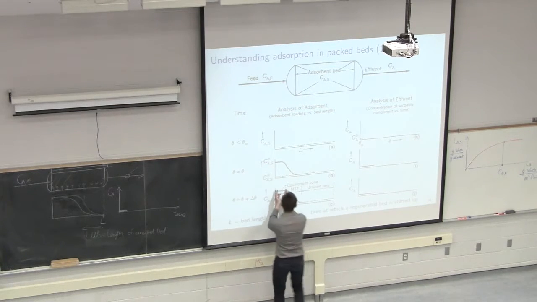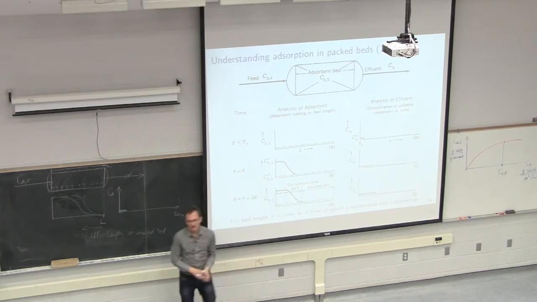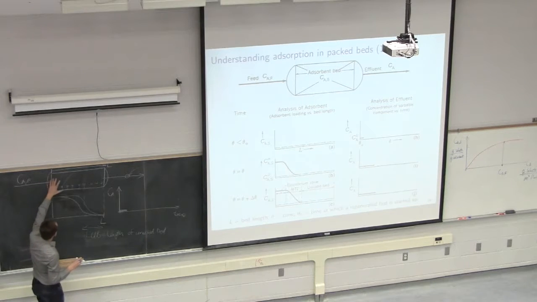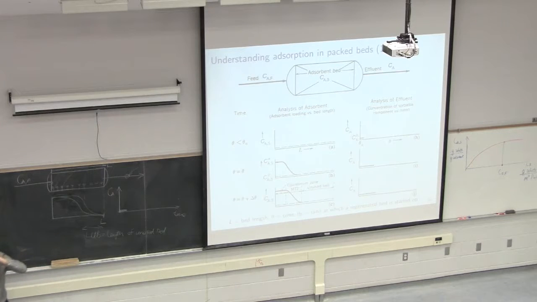So in this zone, you're at equilibrium. That's the key insight. If you don't understand that, you need to think through it a little carefully. Right, we've got our feed coming in. This bed is all used up. So if we think back to the equilibrium derivation from the prior class, material is loading onto the solid as fast as it's desorbing. So it's adsorbing and desorbing at equal rate. We're at equilibrium. That's the definition of equilibrium.